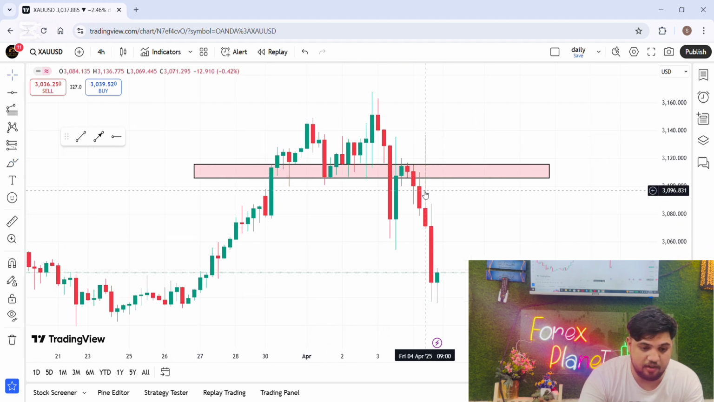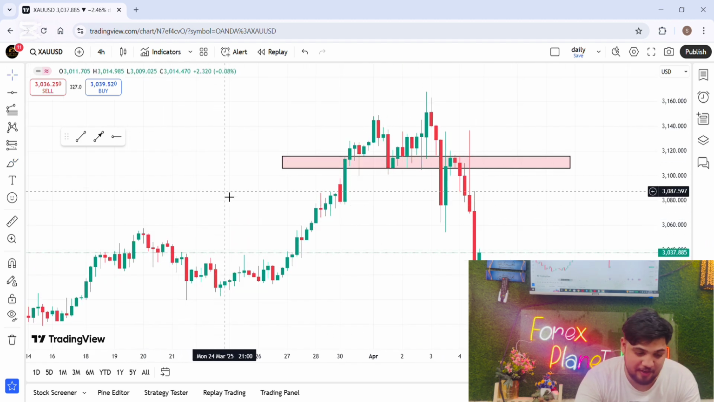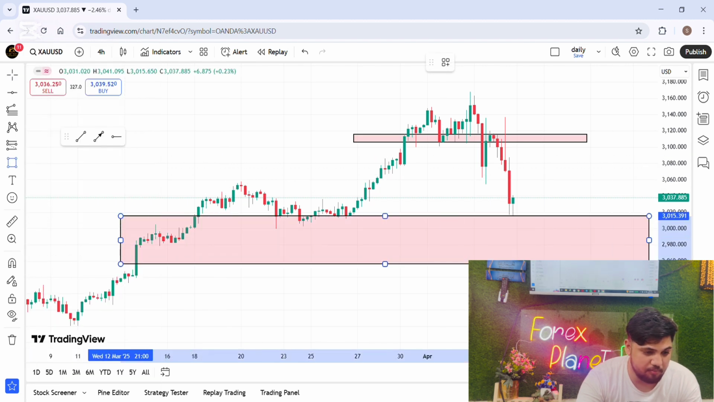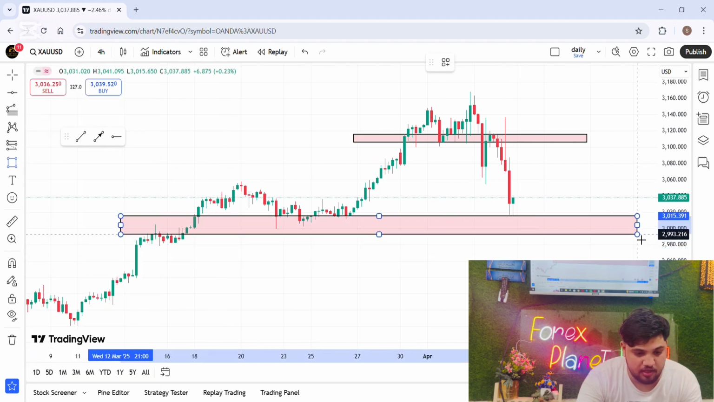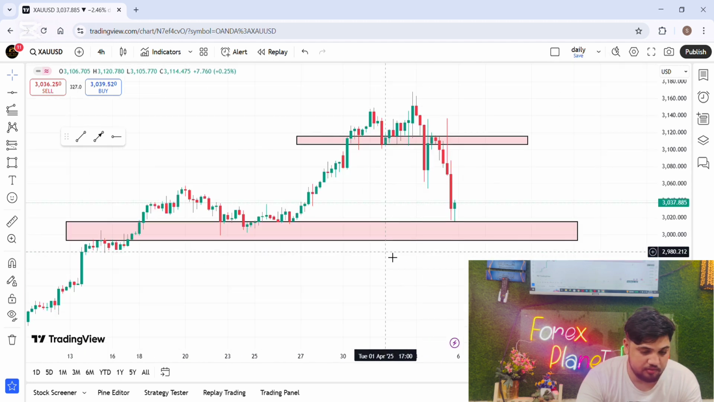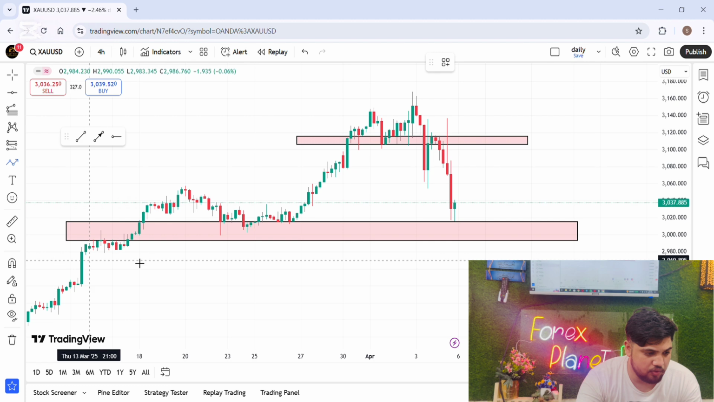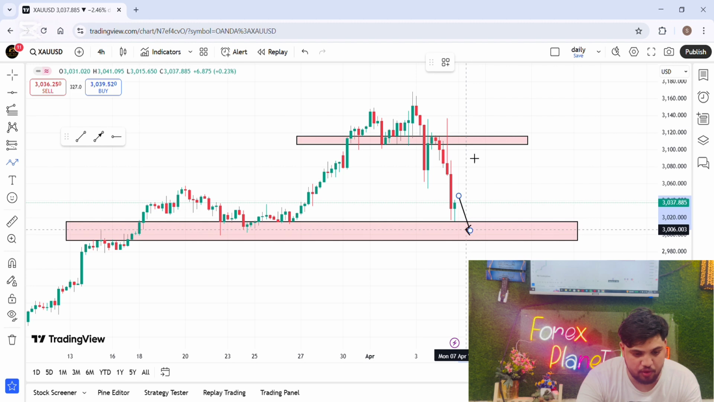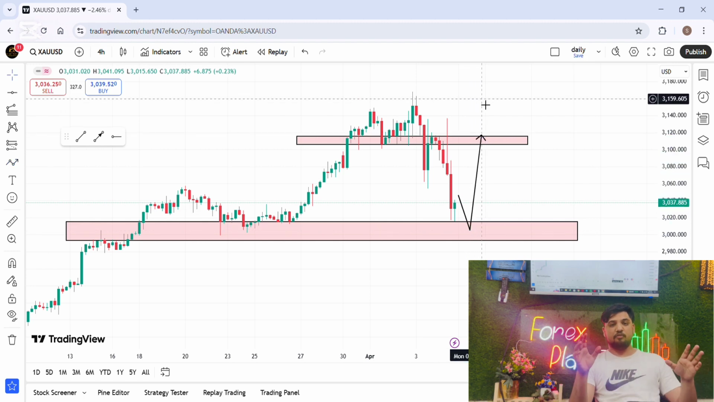And here I have found one more example of the 3 soldier body pattern. This is one of the best structures, and I have earned a lot of dollars because of this strategy. So according to H4, this is the first zone we have right now, and we need a strong bullish engulfing pattern. If there is a strong bullish engulfing pattern, I am going to buy from that level, which will be 3100. So this was all about gold.